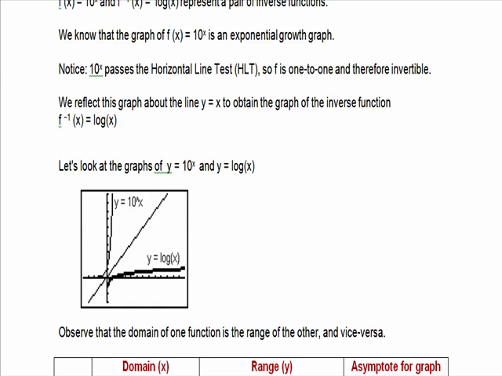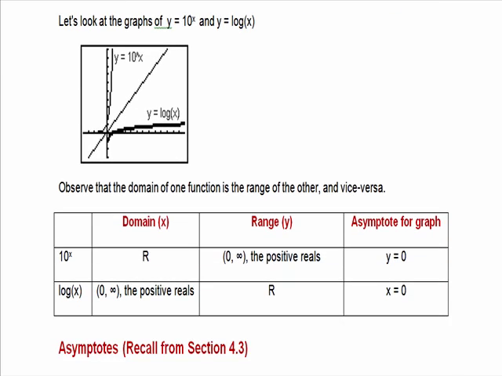Well, notice if I look at y equals 10 to the x, and I draw the line y equals x, which is the line that you see going through quadrant 1 and quadrant 3, if I reflect y equals 10 to the x over that y equals x line, I get another graph, and that graph is in fact the log x graph. So now if I take a look at those graphs, I can notice a few items. So let's take a minute and look at this graph, and then we'll talk about the summary.